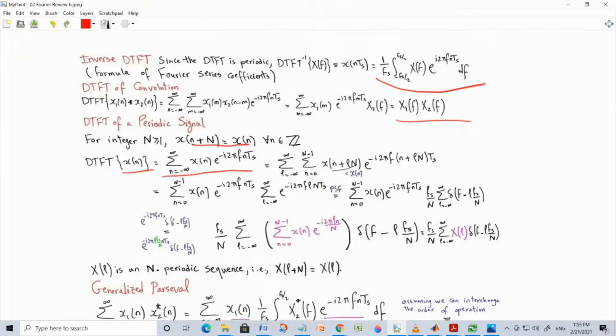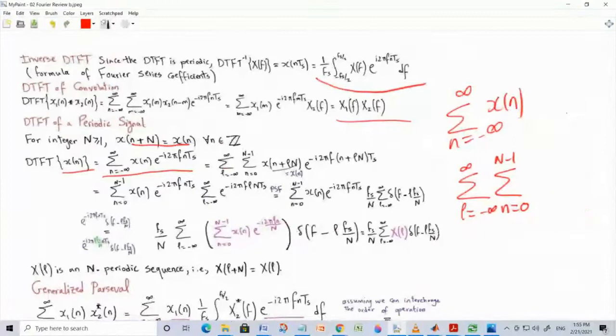Basically, this seems like complicating things, but in fact, it will simplify things if we exploit the periodicity. So rather than having one summation, a sum over the integers, I will do something else. I will do a summation L from minus infinity to infinity, and then another finite sum from 0 to N minus 1. Here we have x of n, but here I have x of n plus L big N.